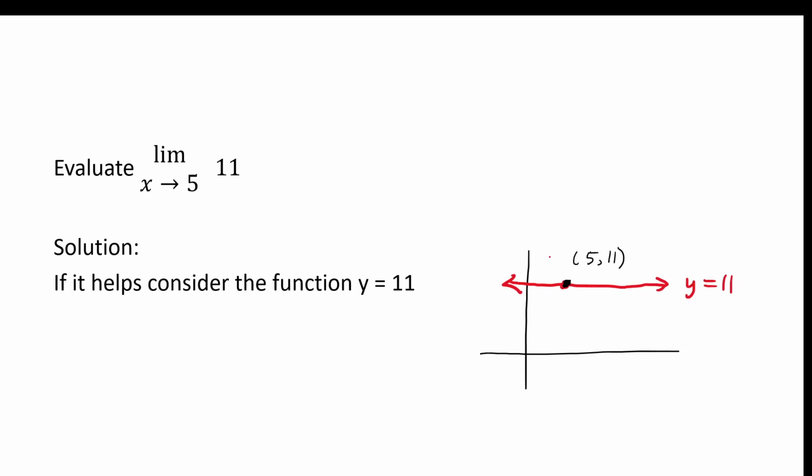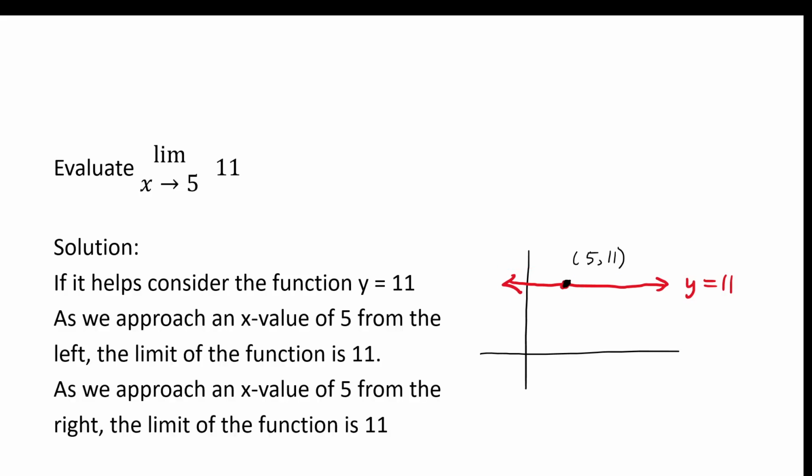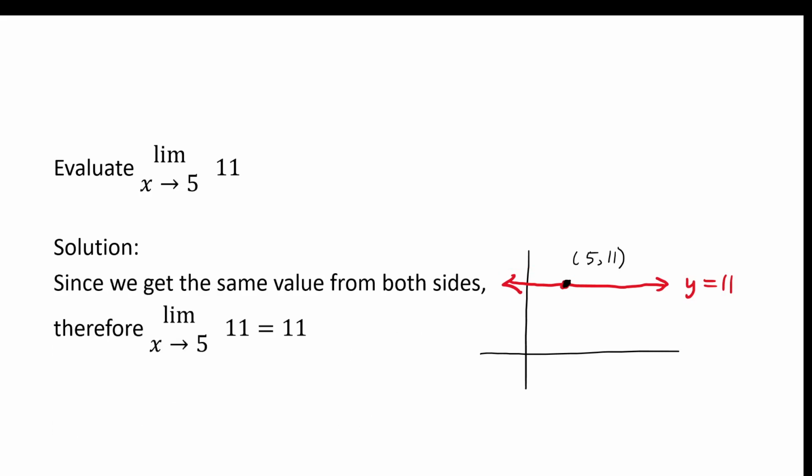If it helps you, think of it this way. The function y equals 11 is shown in red. It obviously has the point (5, 11) on it. As we approach an x value of 5 from the left or from the right, our y value is going to 11 rather obviously. So since we get the same result from both sides, we get the answer of 11.